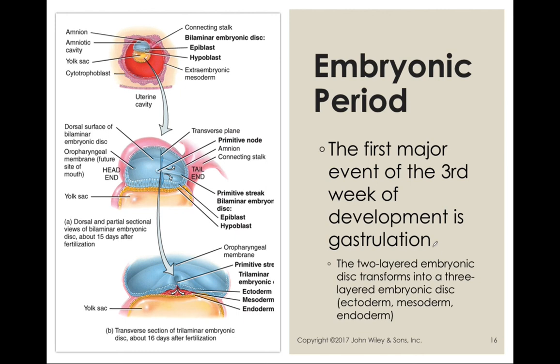Gastrulation is the conversion of the bilaminar embryonic disc into a trilaminar embryonic disc that's going to show us the 3 embryonic germ layers. Before gastrulation has taken place, the embryoblast will have developed into an epiblast and a hypoblast, and they're going to form this tiny little disc, and that is our bilaminar disc. There's 2 layers, hence it's bilaminar. But we're going to take that bilaminar disc and convert it into a trilaminar disc, including the ectoderm, mesoderm, and endoderm.